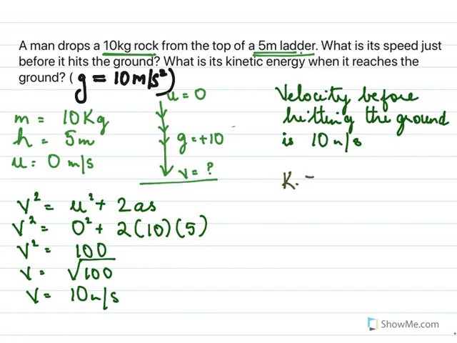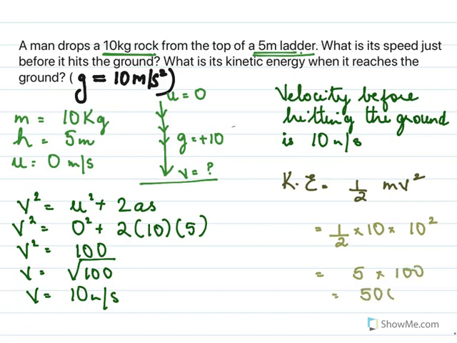Now we have to find kinetic energy. Kinetic energy is half m v square. Let's put the values. Half, m is 10, v we saw 10 square. So when we cancel, this will be 5 into 100, 500 joule. It hits the ground with a kinetic energy of 500 joule.